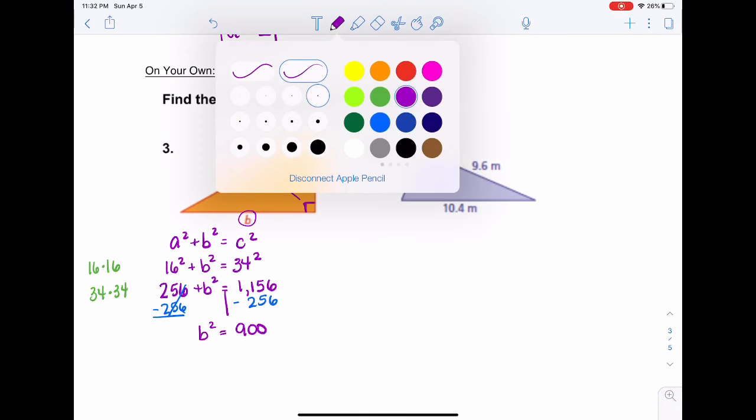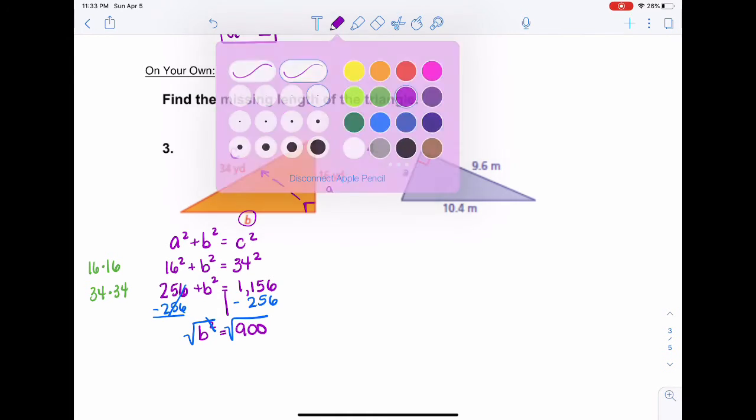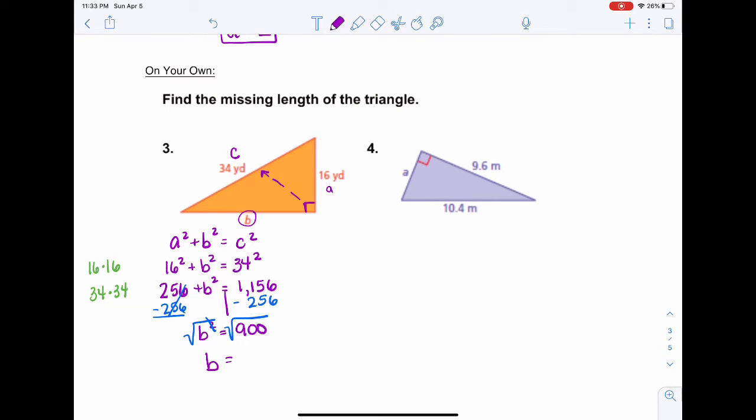Now, tengo que cancelar el cuadrado. So I just take the square root and B equals 30.